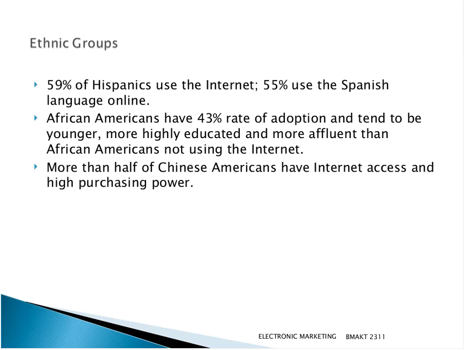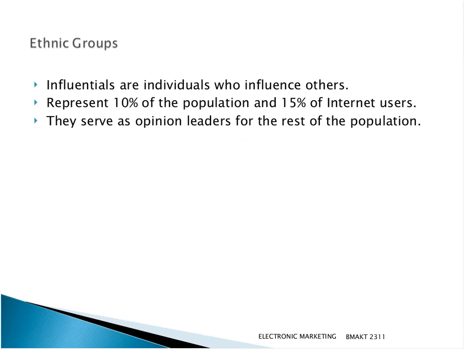The second type is Asian Americans, okay? And the next one is more than half of Chinese Americans have internet access and higher purchasing power. So again, you are going to talk about the different ethnicities, that there are different internet involvements and different specifications that can be important and useful for e-marketeers. Pay attention to this to be able to effectively serve them and get the maximum profitability that can be done for the company. Influentials, they are the next category.